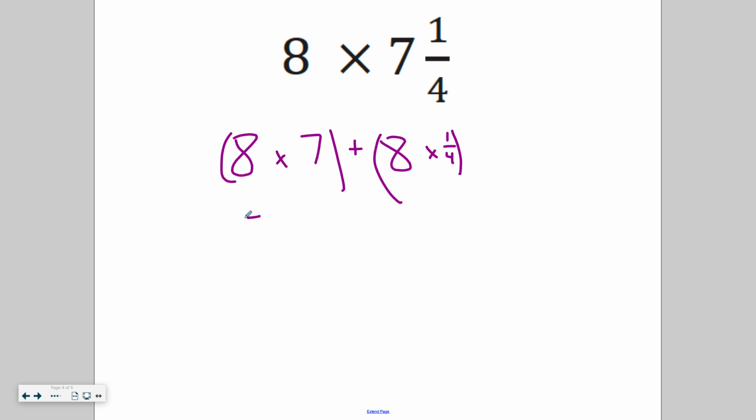So 8 times 7 is 56, and 8 times 1/4 is 8/4, because 8 times 1 is 8, and I represent that as 8 over 4, or 8/4. So I can add this. Well, 8 divided by 4, 8/4, is equal to 2. So now I have 56 plus 2, and that equals 58.